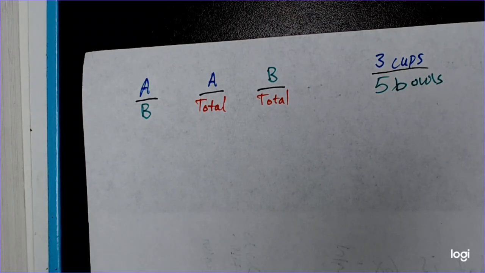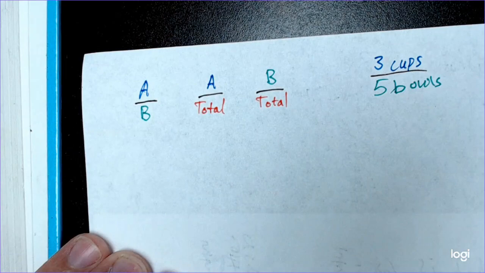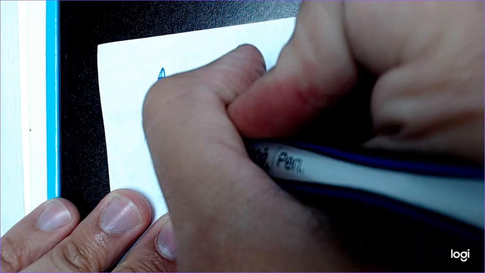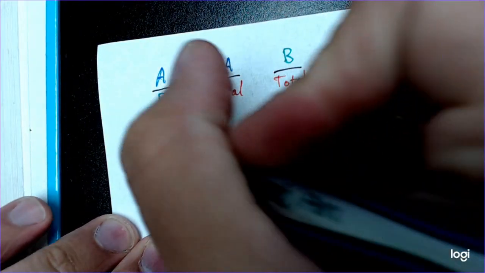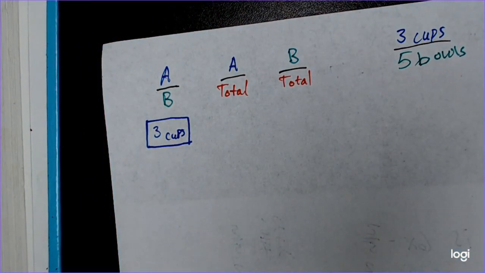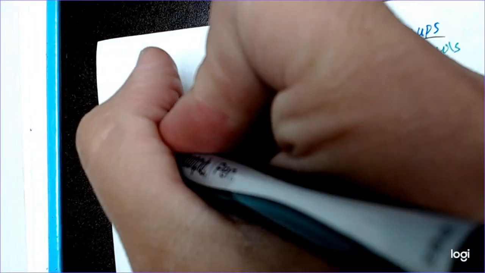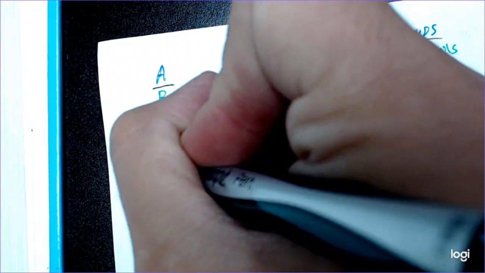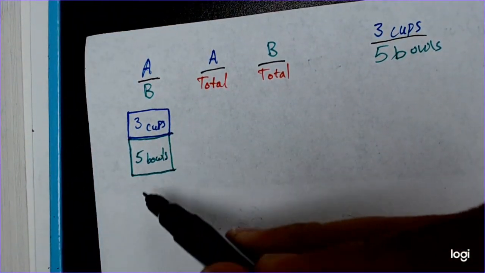But first I'll draw a diagram. So the diagram would look like this if I were to do a box diagram. For the ratio A to B, I've got one part, about 3. So there's my 3 cups, and then the other part would be 5 bowls. So that's kind of what this ratio is showing.